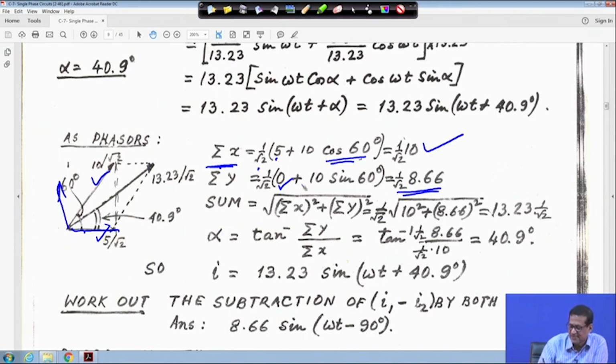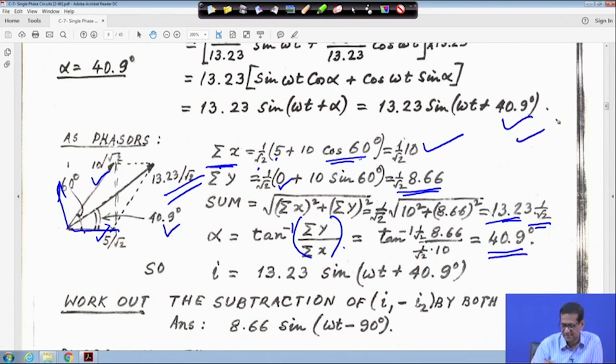Now, if you take the sum, the resultant will be root over sigma x square plus sigma y square. So, that is 1 upon root 2, root over 10 square plus 8.66 square, which becomes 13.23 by root 2. And alpha will be tan inverse of sigma y upon sigma x, that is tan inverse of 8.66 by root 2 over 10 by root 2, and that is equal to 40.9 degree. So, whatever we have got here, I is equal to 13.23 sin(omega t plus 40.9 degree), this is the maximum value. This phasor diagram is drawn, that is why RMS value is taken. For the phasor diagram you should take RMS value, not the maximum value, both ways are shown. Thank you very much, we will be back again.